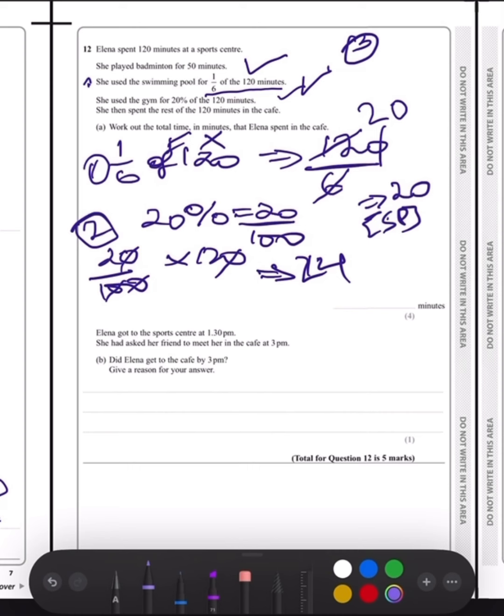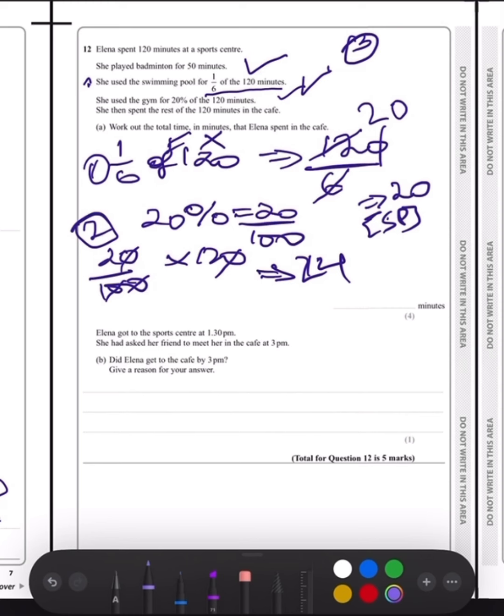It doesn't mean that she spent a whole other 120 minutes. They are mentioning the exact 120 minutes in which for 50 minutes she played badminton, for 20 minutes she did swimming, and then for 24 minutes she used the gym. So the rest of the time that she had, she spent in the cafe. But how much time? That's the thing that we need to find, which will give us the fourth mark. So for that, our third step would be adding up these, so that in the fourth step we can subtract it from the 120 and get our answer.